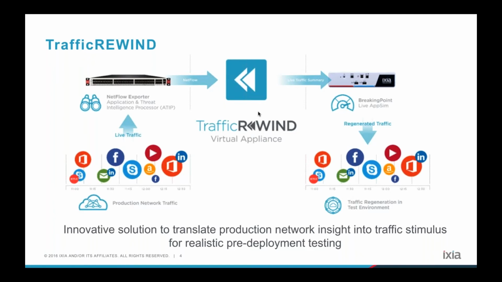This NetFlow information is sent over to TrafficREWIND, which is in the middle here, which records and synthesizes traffic characteristics. Based on this, it can generate a test configuration file. The key point here is that we are working with NetFlow, which is traffic metadata. So we are not sending the entire traffic payload. Therefore, the privacy issues related to sending the actual traffic payload are eliminated.